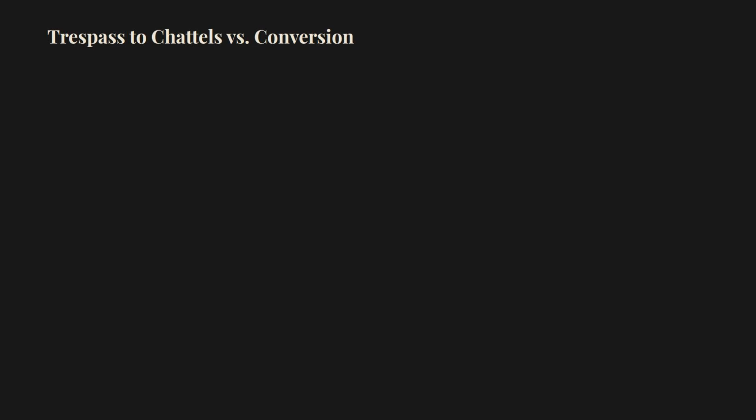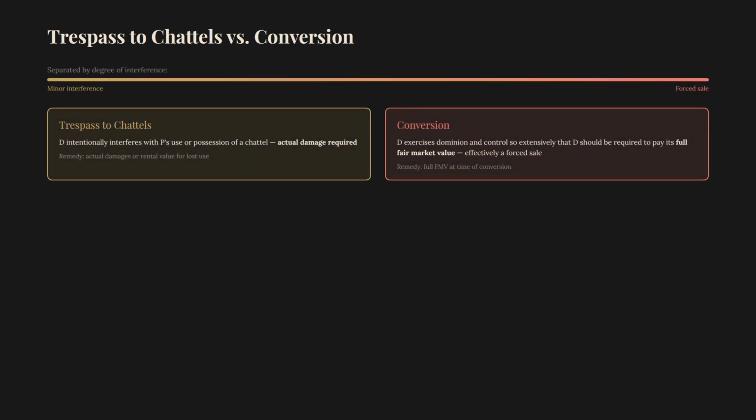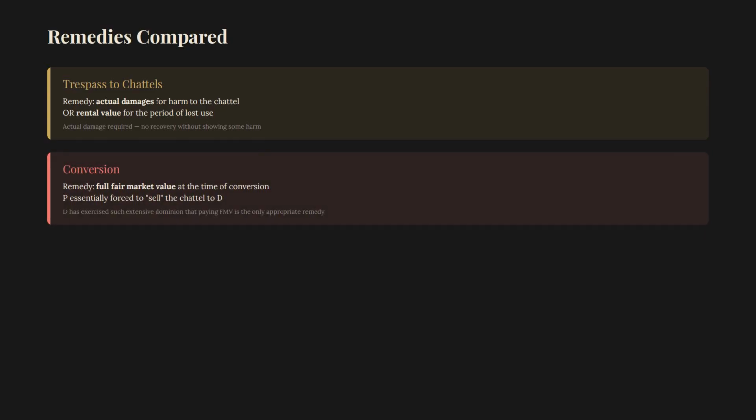Trespass to chattels and conversion both involve interference with P's possessory interest in personal property, separated by degree. Trespass to chattels is when D intentionally interferes with P's use or possession of a chattel, causing actual damage, and the remedy is actual damages or rental value for the lost use. Conversion is when D exercises dominion and control over P's chattel so extensively that D should be required to pay its full fair market value. D has effectively forced a sale.